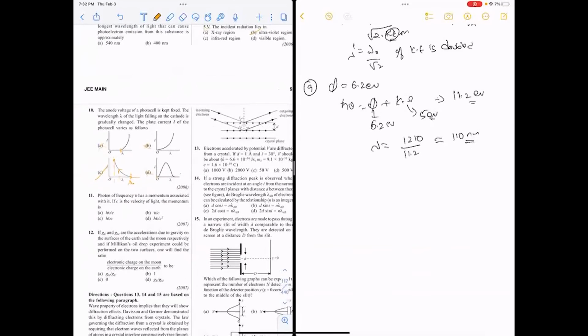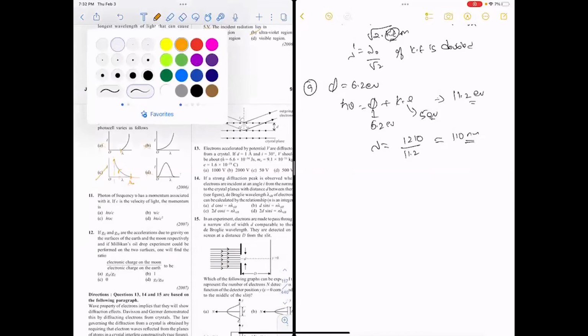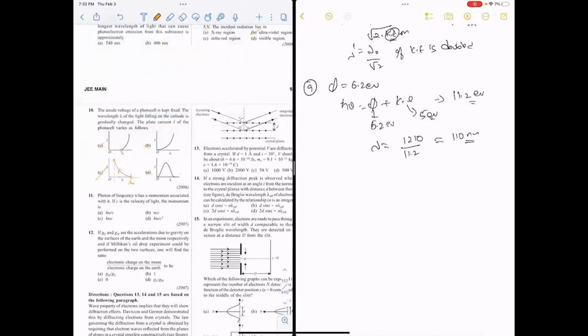A photon of frequency nu has a momentum associated with it. If c is the velocity of light, then the momentum is? What is P? P is equal to h by lambda. Lambda is c by nu. So nu goes to the numerator. Option A.